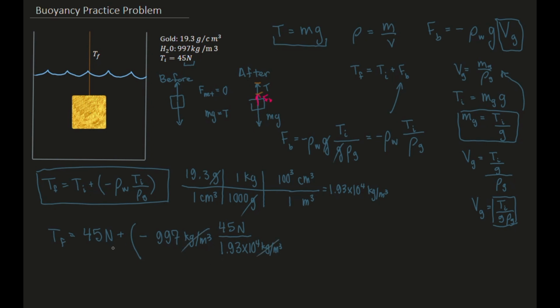And what I get is 42.6, we'll round it up, 8 newtons. So the tension on the string is lighter after the block of gold is submerged into the water, which makes sense if we think about it. If we put the block into the water, there's going to be less tension because that buoyancy force is actually pushing it up.